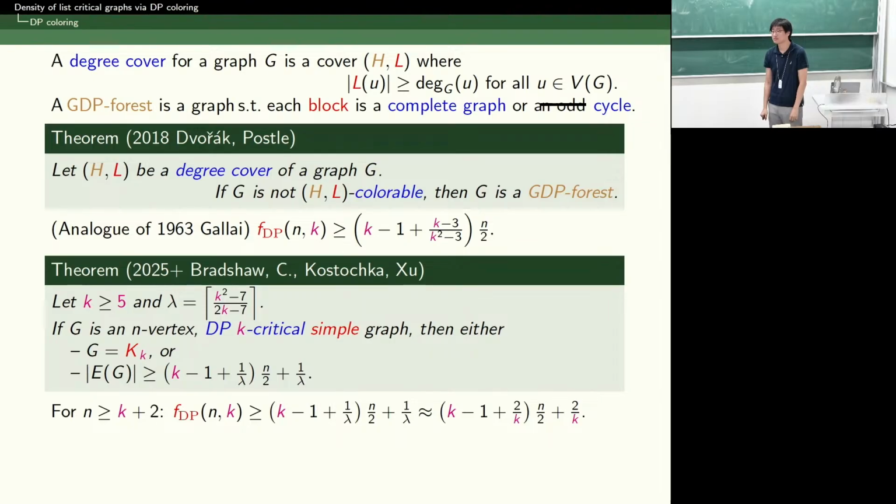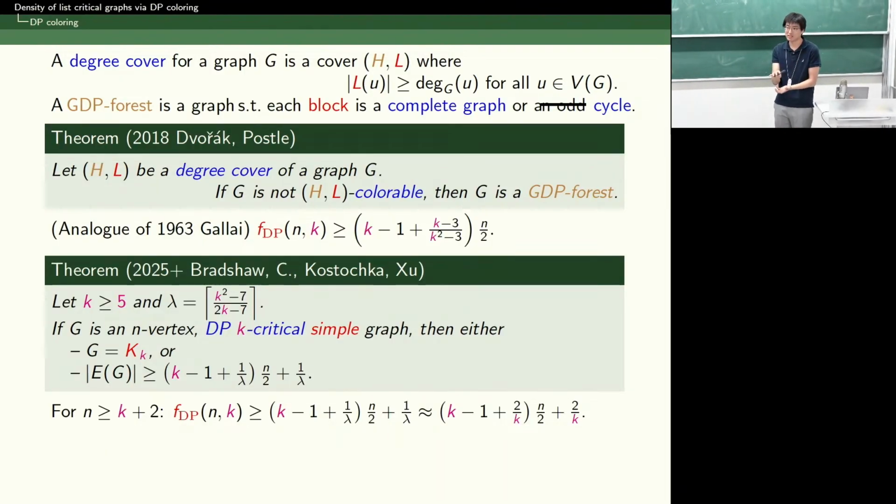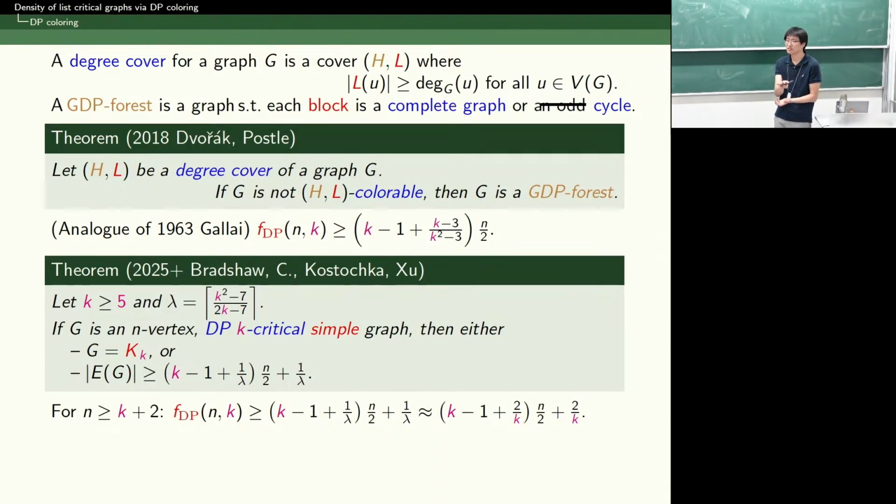Does that mean that you don't need to know the proof of the DP coloring result? If you give me a list k-critical graph, then I can modify it and give it some cover so that it works for DP coloring. Then I apply this theorem, I get some minimum number of edges, and then I translate that number of edges back here. Oh, I see. So in some sense, translating a result from list coloring to DP coloring is easier than translating a result from proper coloring to list coloring, I think.